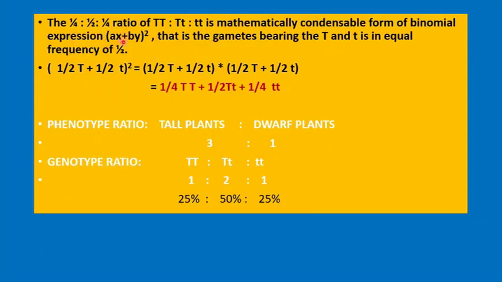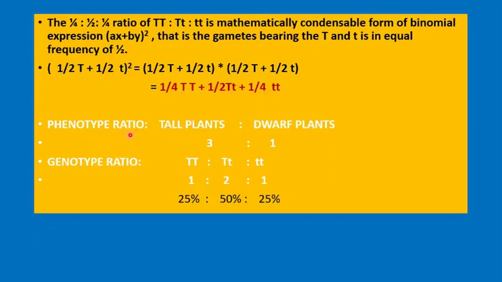So in that, the binomial expression of (ax plus by) whole square was also considered into this, and you can see here half of capital T, that is dominant, plus half of small t, whole square. If you take it, you can see that when you multiply these two, you will be getting the ratio in this form. That is 1/4 will be dominant capital T and capital T tall plants. Out of that, half of that will be heterozygous. This is homozygous. Heterozygous will be half of that, capital T and small t, and homozygous recessive, that is small t and small t, will be only 1/4. So 1/4 is to 1/2 is to 1/4.